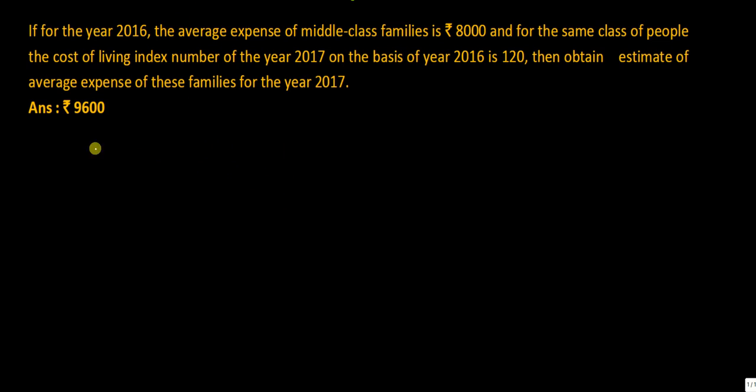First of all, write down years. Base year is 2016. Current year is 2017. Okay, here put down index number first. Base year's index number is always taken as 100 and 2017 current year is 120. Then what is given, salary or income, average expense? Expense is given.